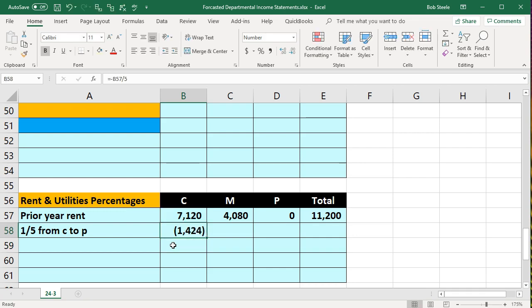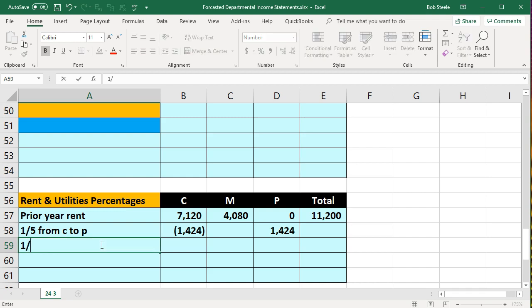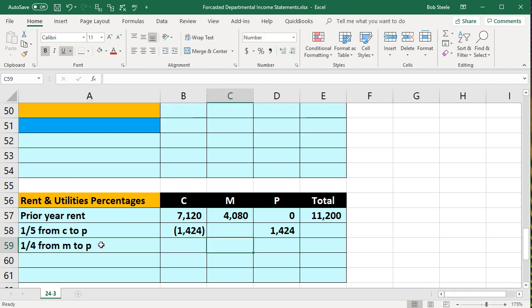So we're going to take it out there, and we're going to put it in here. So P is going to be negative of this number. So this is divided by 5, and we're just going to take it out here and put it back into P. So that would make sense because P is taking 1/5 of the rent from M, and then we're going to take 1/4 from M to P. So we're going to do the same thing for M now.